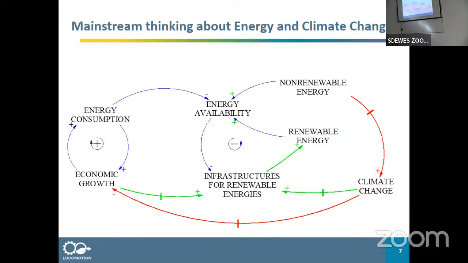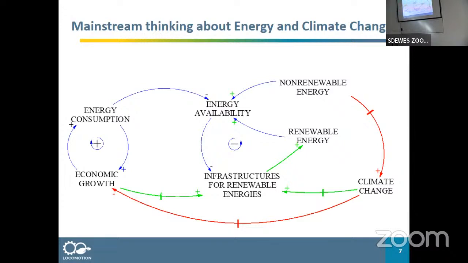Okay? Also, climate change is a driver to build new facilities for renewable energies. This is the classical solution: we are trying to build new facilities for renewable energy, so we don't have this dependency on non-renewable energies. But we need time from when we decide to build new facilities until these power plants are working.